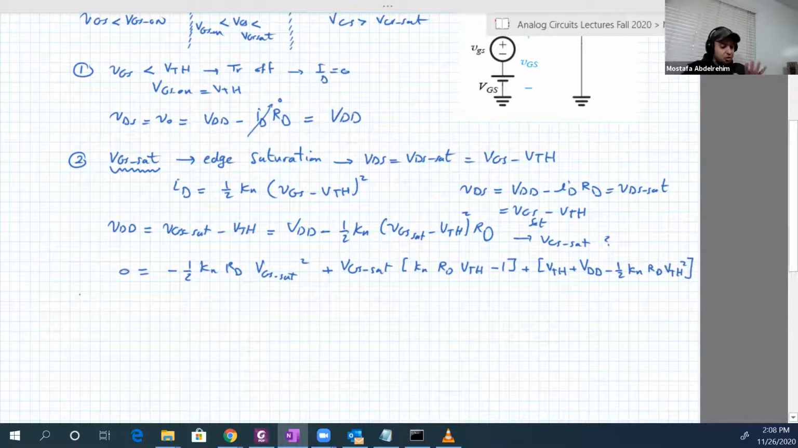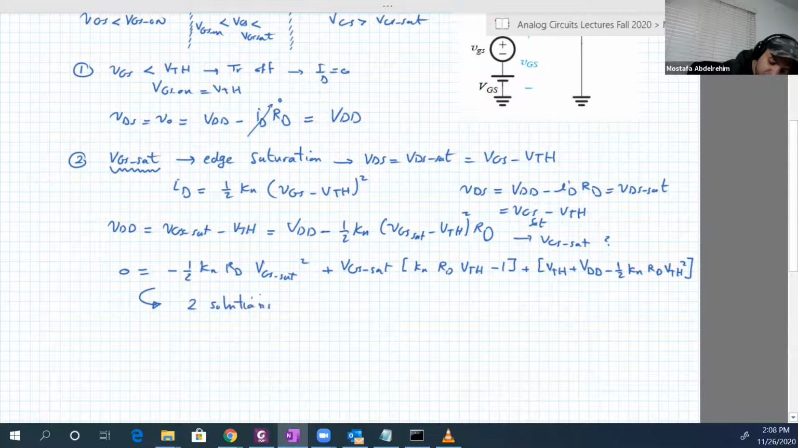And of course, don't try to memorize this equation. Usually when we use it, VDD will be known, RD will be known, and Kn will be known, so we can just plug in the numbers and it will be easier to read and satisfy. So we can take an example. Basically, this equation, if we know VDD, RD, Kn and V threshold, will give you two possible solutions. But you will find that one of them is less than V threshold, which is wrong.